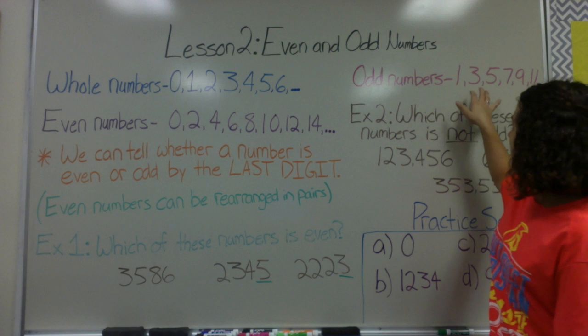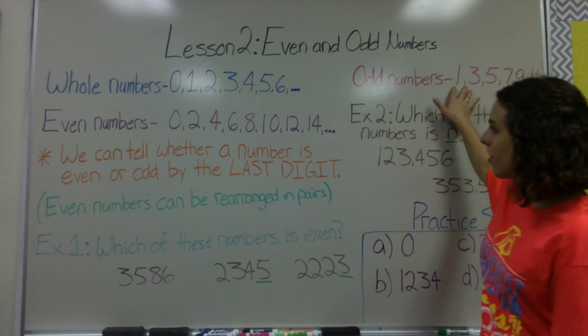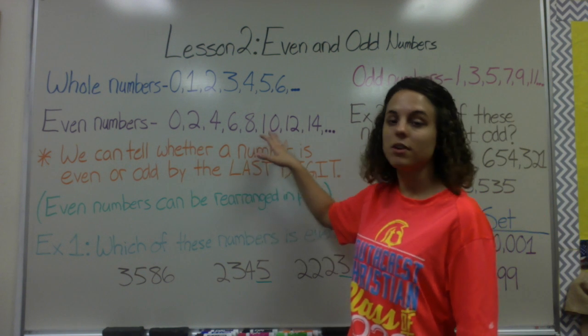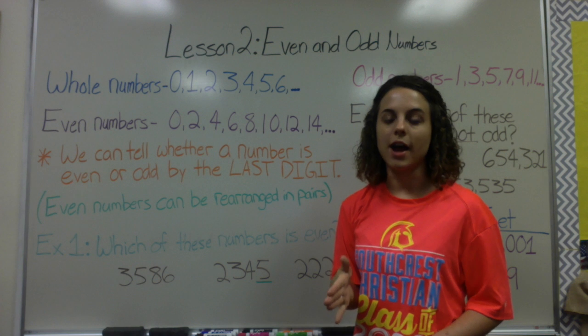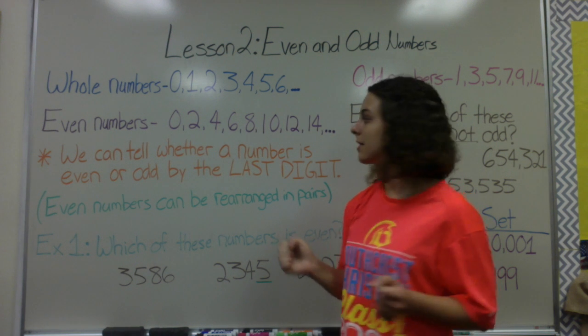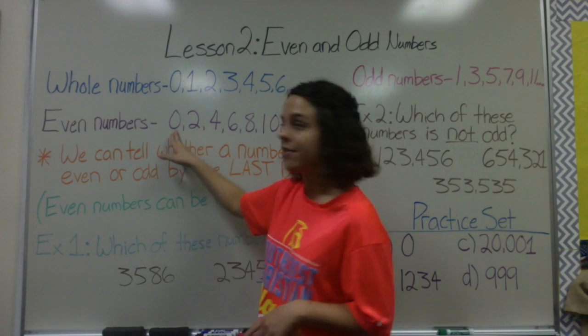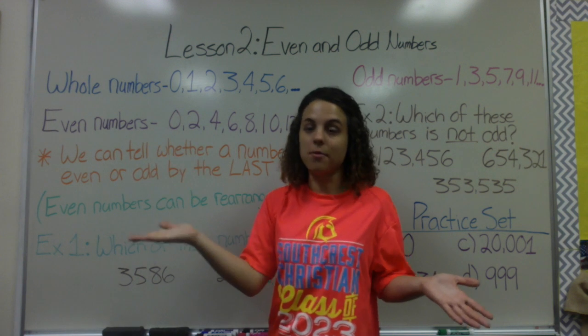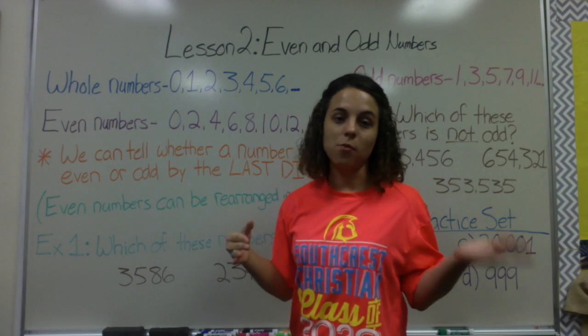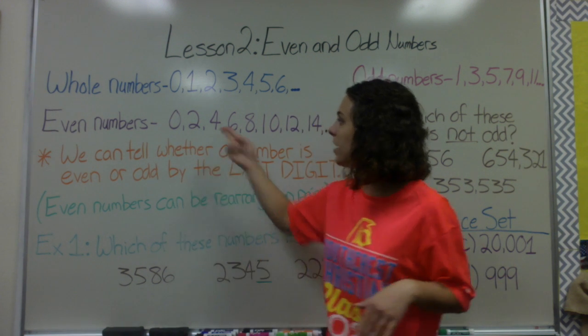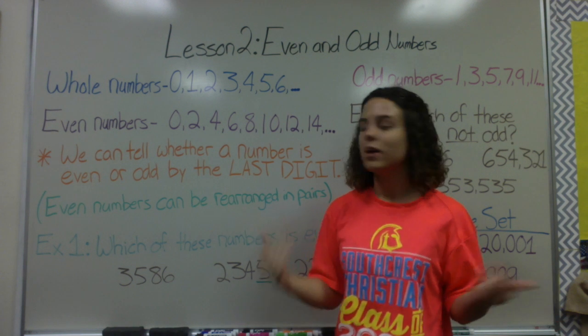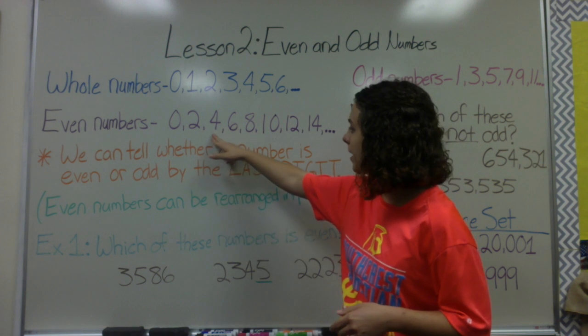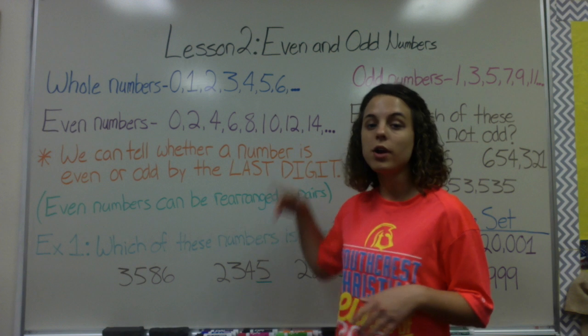The biggest difference between the odd numbers and the even numbers is that even numbers can be split in half and you have a whole number on both sides. If I split 0 in half, I have 0 and 0. If I split 2 in half, I have 1 and 1. If I split 4 in half, I have 2 and 2. So that means I will have a whole number if it is split in half.